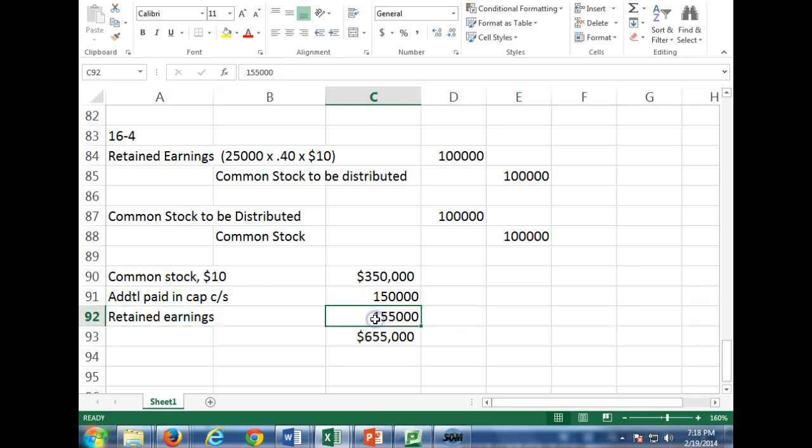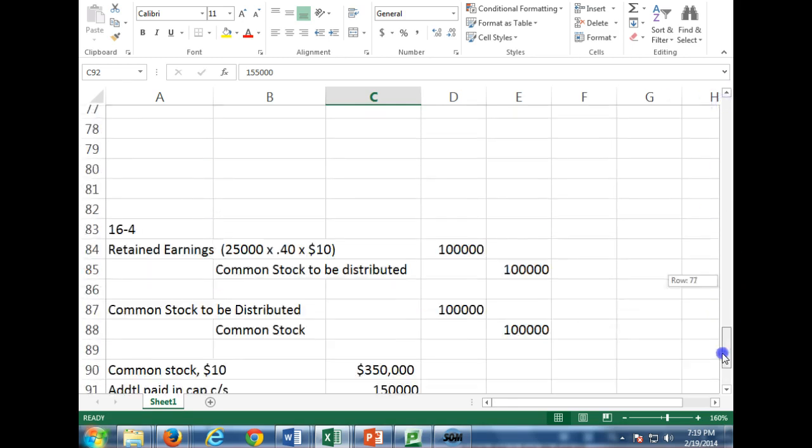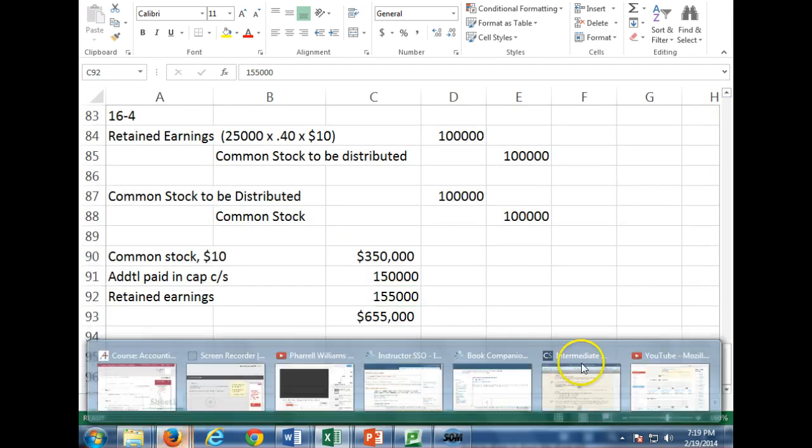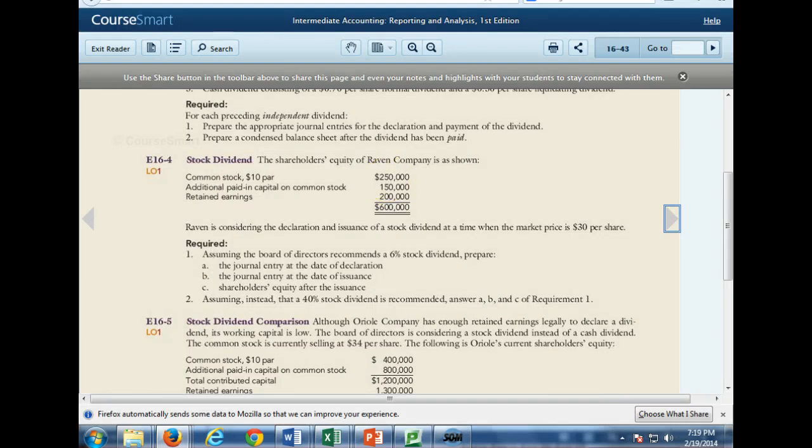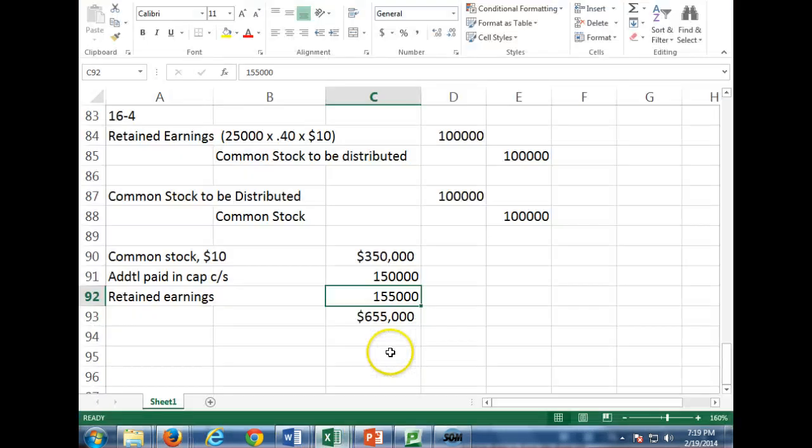And what about our retained earnings? How much are they going to go down? What were they? They were at 200. They're going down 100,000, aren't they? So, do you see how our stockholders' equity still hasn't changed? But we now have more common stock.